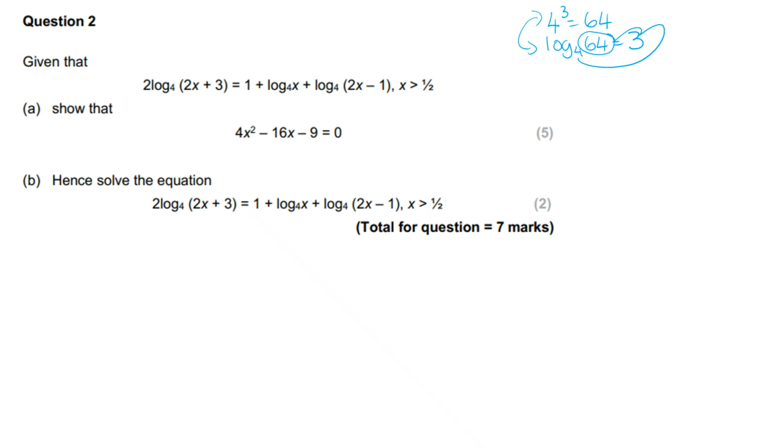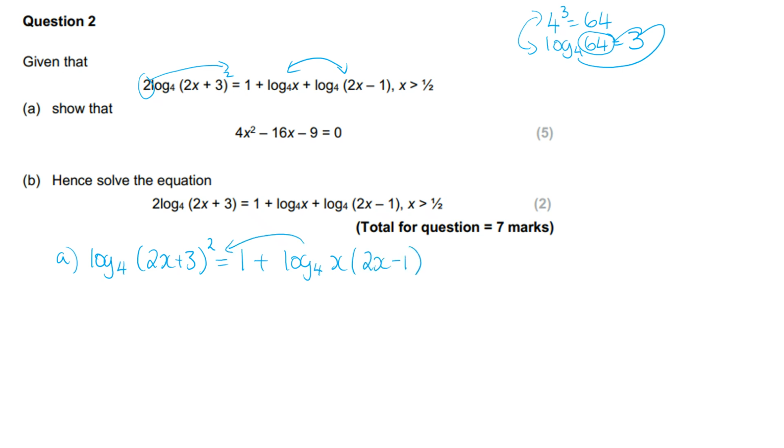The other log law that you need to know is, if there's a number on the front, that needs to come up as a power. So let's start part A and do that. Log to base 4 of (2x plus 3) all squared is equal to 1, and then because these two logs are added, you can just put them as one log: log to base 4 of x into (2x minus 1).